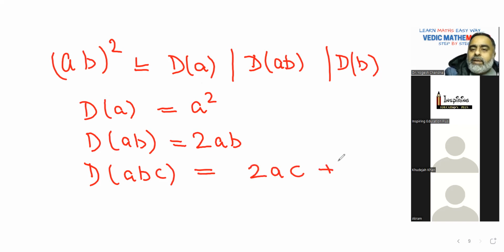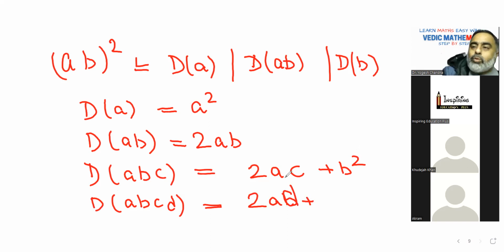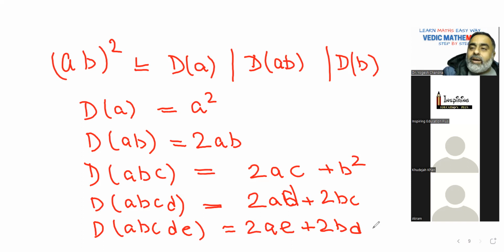2AC plus B square. Means the outer digits multiply by 2 and inner digit square. Duplex of 4 digits is equal to 2AD, the outer first and last, plus 2BC. Duplex of 5 digits, please try to understand the pattern, is 2AE, first and last, plus 2BD, second and second last. Now a middle term is left. So square of middle term.